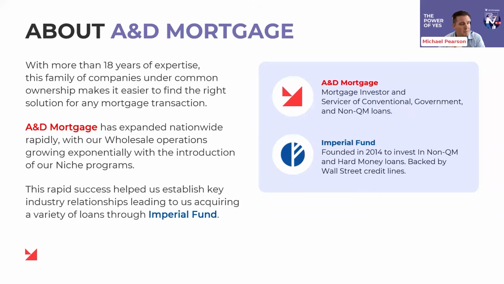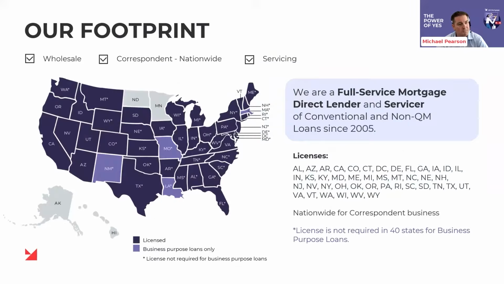A little bit about A&D before we get into 1031 exchanges. If you don't know, A&D Mortgage has now been around for over 18 years. Most people know the name A&D Mortgage, but don't realize that we're also backed by the Imperial Fund, which was founded in 2014 to invest in non-QM loans and hard money loans. It makes us a little bit different, gives us the ability to do securitizations for the A&D mortgage originations through our wholesale operations, and allows us to write our own guidelines and service our own loans.